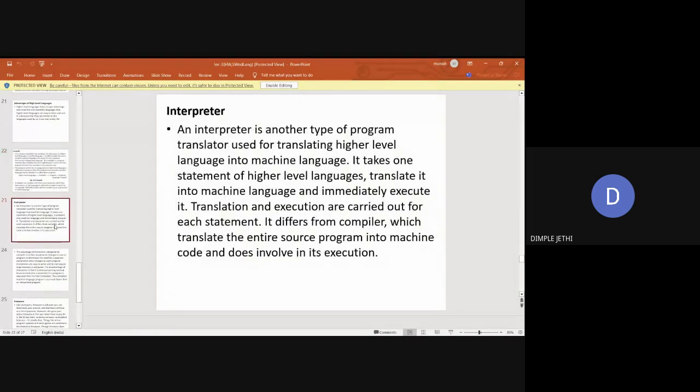Clear, all of you? Difference between compiler and interpreter. So here translation and execution are carried out for each statement. And compiler will translate the entire source program into machine code.